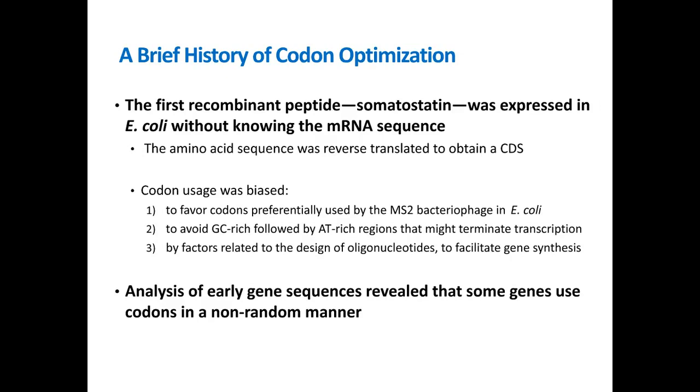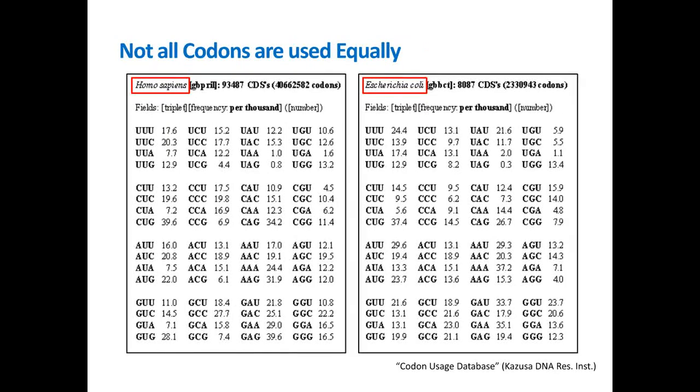At about the same time as gene sequences were being revealed and published, it was noticed right from the get-go that the genes were using codons in a non-random manner. Some codons were preferred over others, and you can see this bias in codon usage tables. Here we have one for human and one for E. coli. For example, UUU is 17.6 in humans, so that means the UUU codon is used with a frequency of 17.6 per 1,000 codons, right? And in E. coli, it's 24.4. These kinds of biased codon usage tables exist for pretty much all organisms.